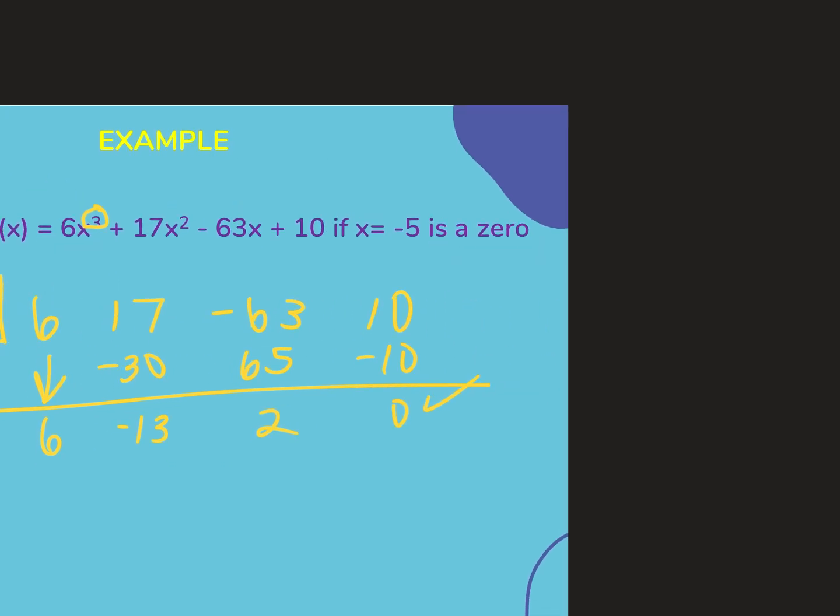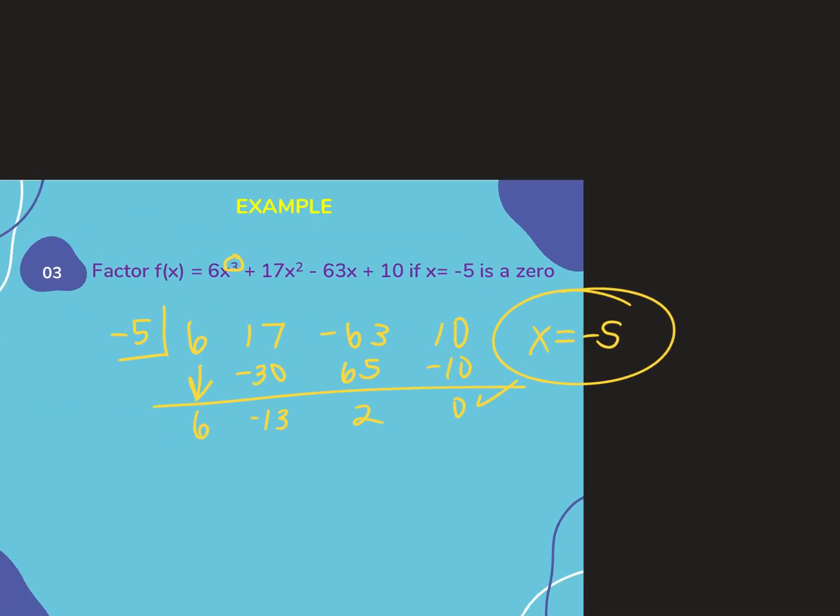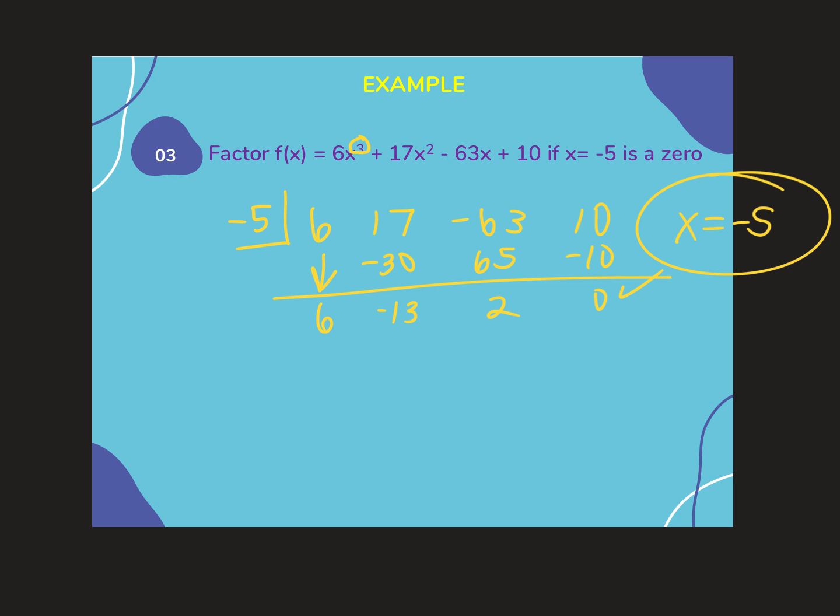So you proved that, hey, x equals -5 is in fact one of my solutions. The graph will cross the x-axis there. And then what we have left over is our resulting polynomial. How do I write it? 6x squared minus 13x plus 2 equals 0.